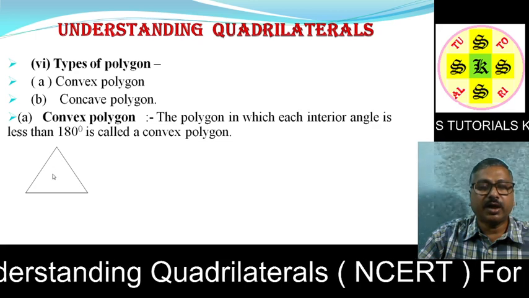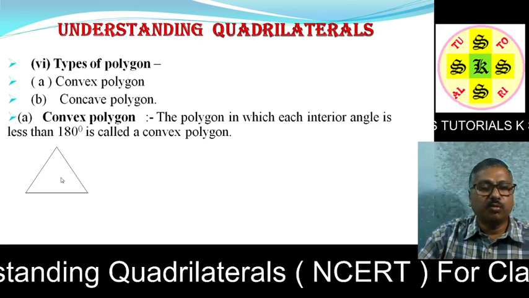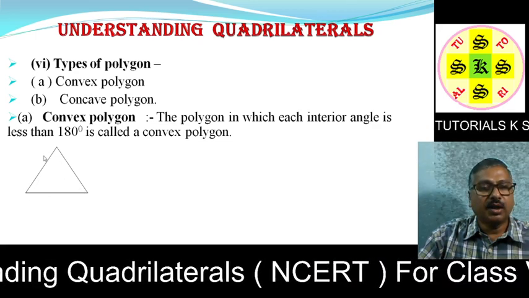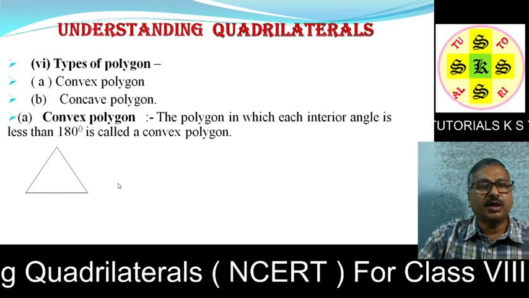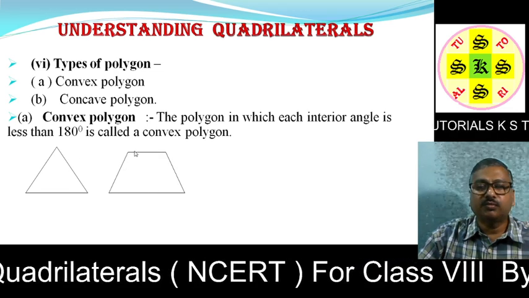Now see, this is a triangle. So polygon. All the interior angles are less than 180 degrees. Now this is another polygon.